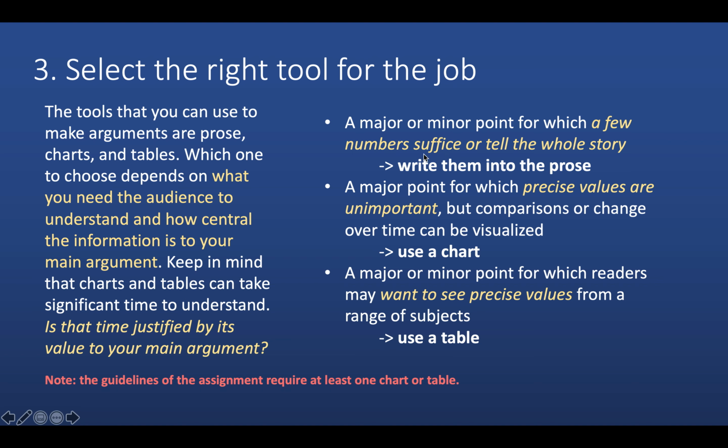And so here are some guidelines. If a few numbers suffice, you can just write it into the prose of the paper. If the precise values are unimportant, but you want people to visualize it, then maybe you need a chart of some sort. And if it's a major or minor point where people may want to see precise values, like they might want to look up a specific value, like maybe you're comparing state data, and they might want to look up the state that they're from, then maybe a table is more appropriate. Then they can see individual data points. But that's sort of a case-by-case thing. You need to know how that tool is used for the job you want it to be doing.